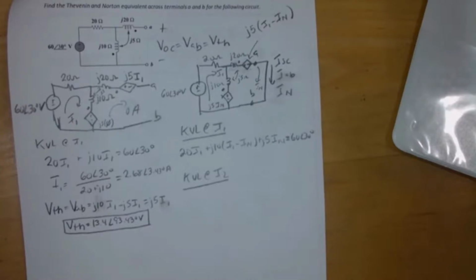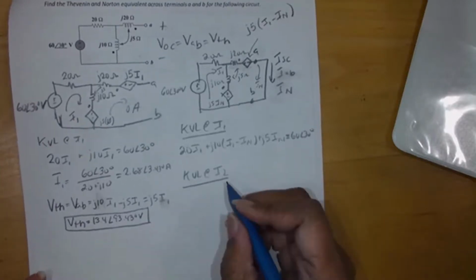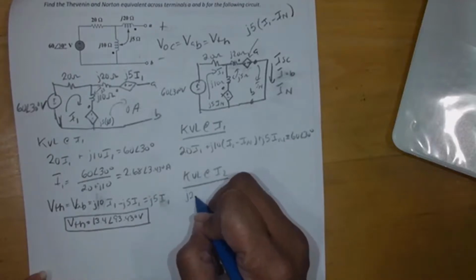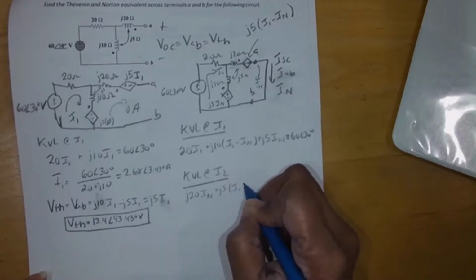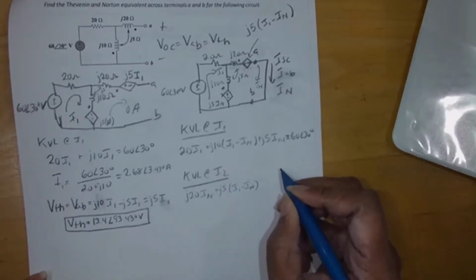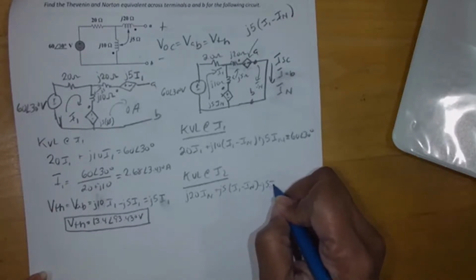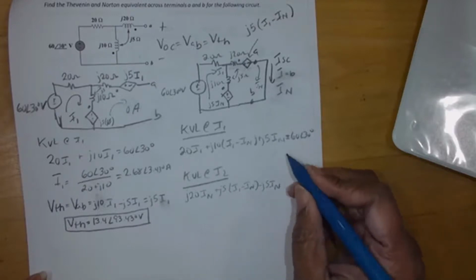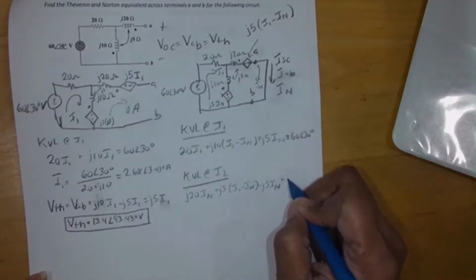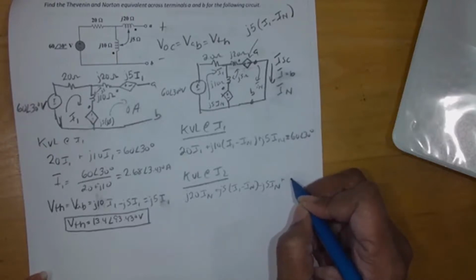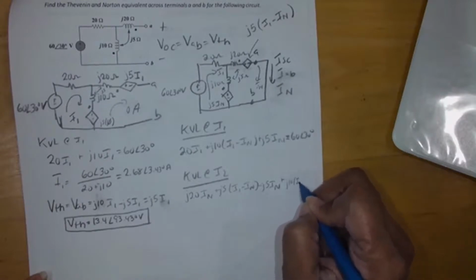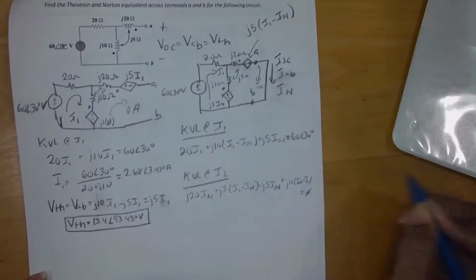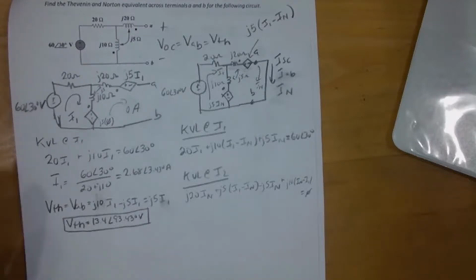All right, so for the other one, we're going to have J20 times I Norton plus J5 times (I1 minus I Norton) minus J5 I Norton plus J10 times (I Norton minus I1), and that equals 0. I'll give you the answer for this one so we can move on.